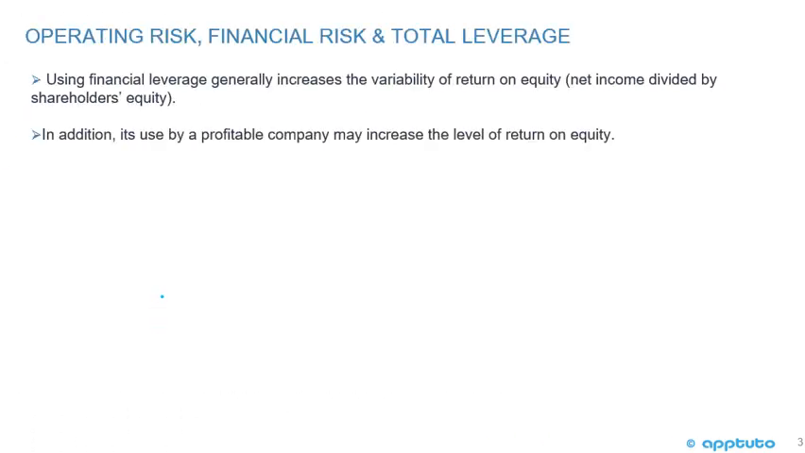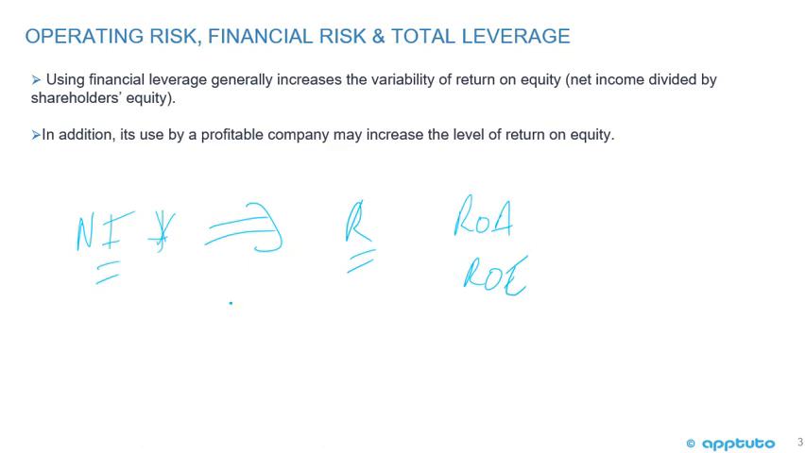So continuing now with our operating risk, financial risk, and total leverage, using financial leverage generally increases the variability of return on equity, which is net income divided by the average shareholder's equity. And as we learned before in the accounting section, and I always say, as goes the net income, so goes the ratios, so ROA or ROE. If net income is higher, you're going to have a higher ROA, ROE.